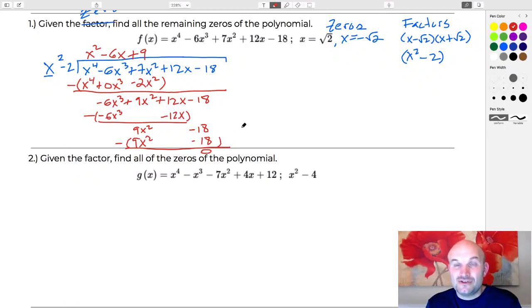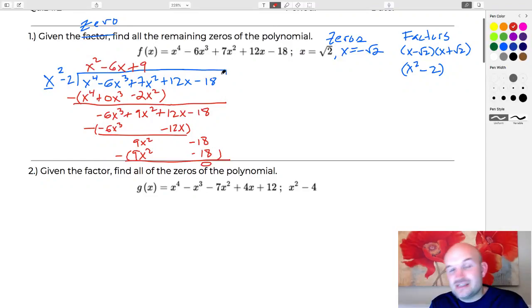And again, what that tells you, and this is really important for us to understand, is that if we're given zeros and we're using synthetic division, we better get remainders of 0. If we multiply them to give us factors, then we better get a remainder of 0. Otherwise, we either did the long division wrong or we multiplied them wrong to get our factors. So it's very important.